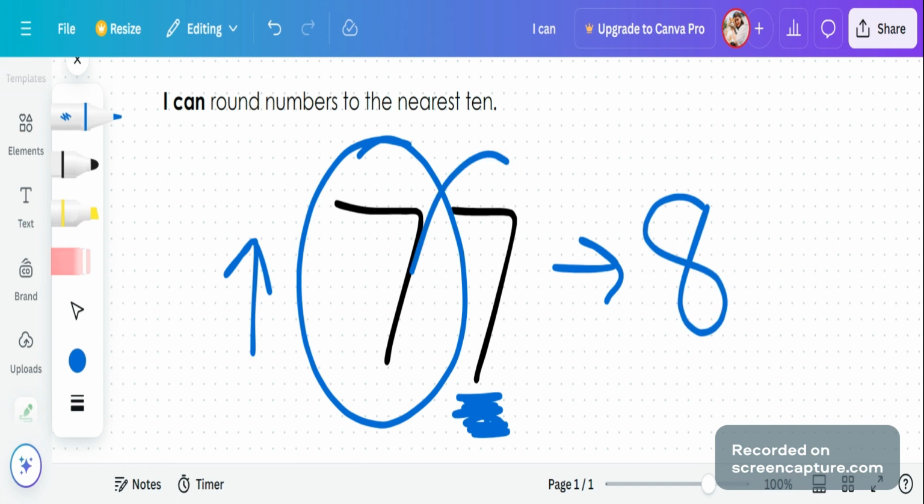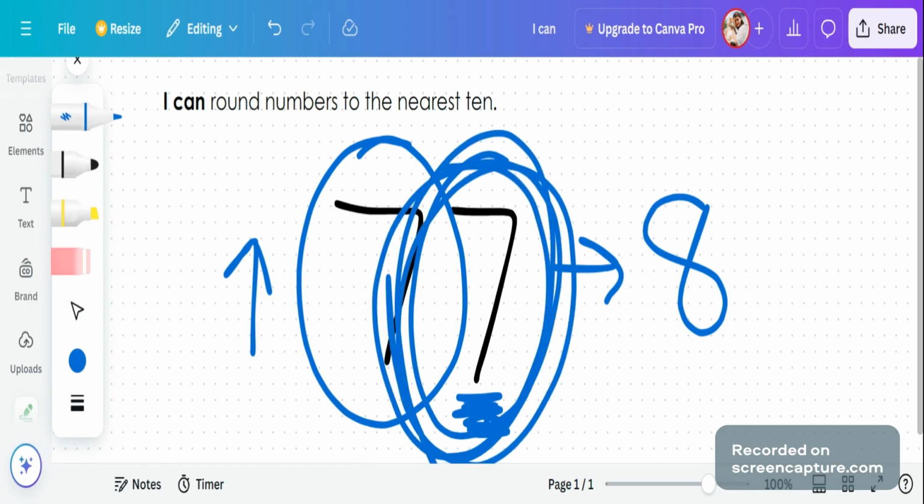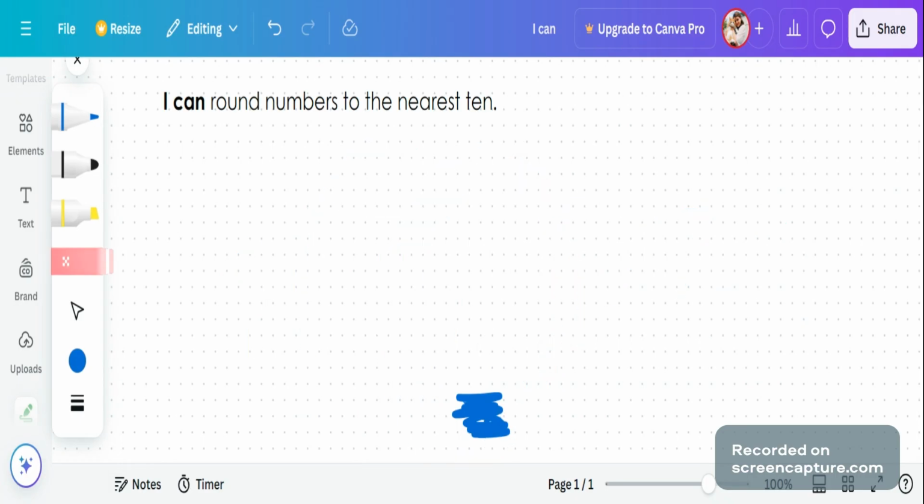Now, we cannot forget about the number in the ones place. Whenever we're rounding by 10, the number in the ones place is always, in the end, going to turn into a 0. And that's how we get the number 80. 77, when rounded to the nearest 10, equals 80. Erase your boards.